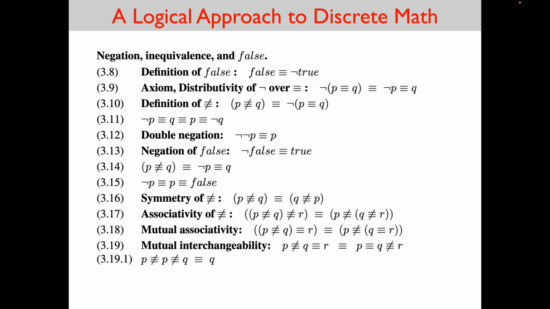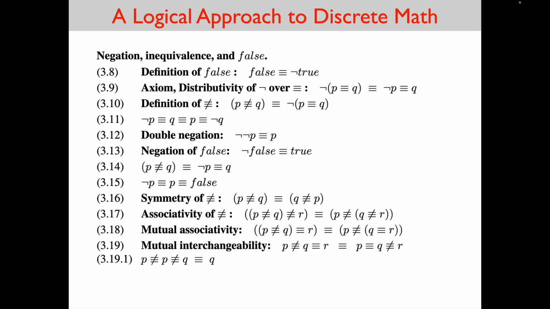3.9 is, oh, by the way, the word definition is the same thing as the word axiom. A definition and an axiom are both assumed to be true. So sometimes we call them definitions, sometimes we call them axioms. It's kind of a matter of style which one we use. 3.9 is an axiom, distributivity of negation over equivales.